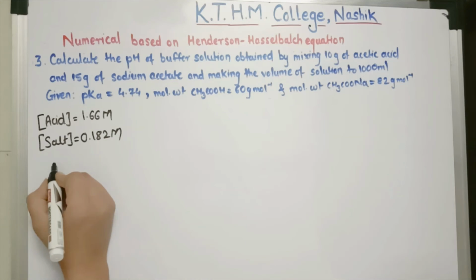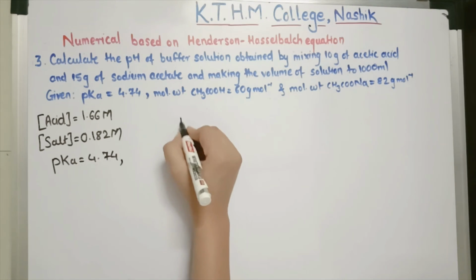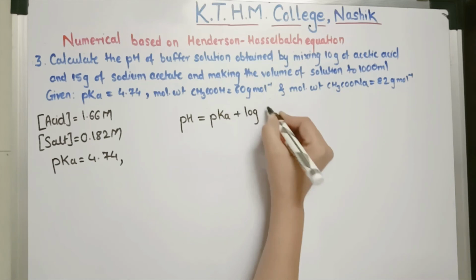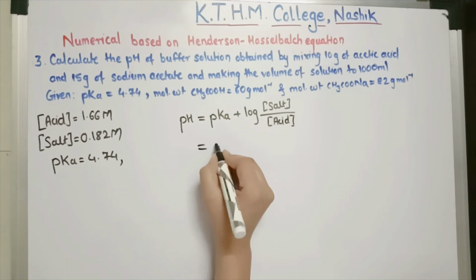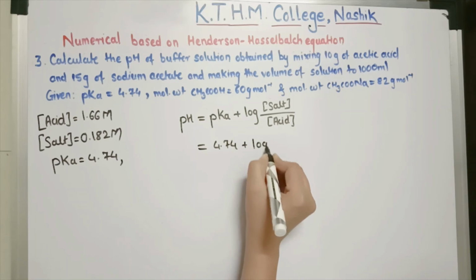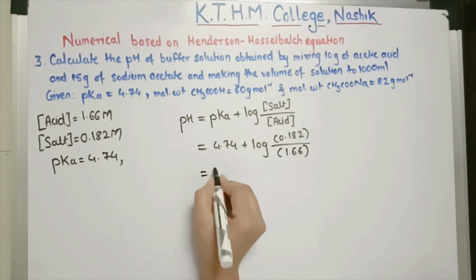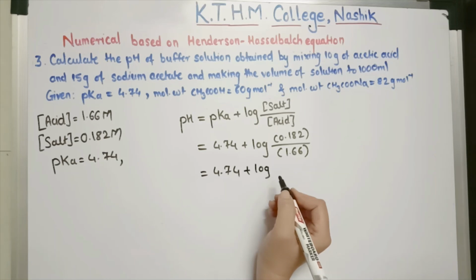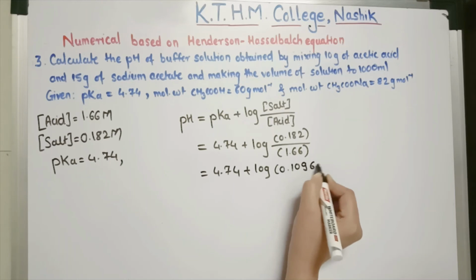Now, in the given, the pKa is equal to 4.74. We have to find the pH. According to the Henderson-Hasselbalch equation, pH is equal to pKa plus log of concentration of salt upon concentration of acid. So pKa is 4.74 plus log of concentration of salt 0.182 upon 1.66. So 4.74 plus log of this division, which is equal to 0.1096.